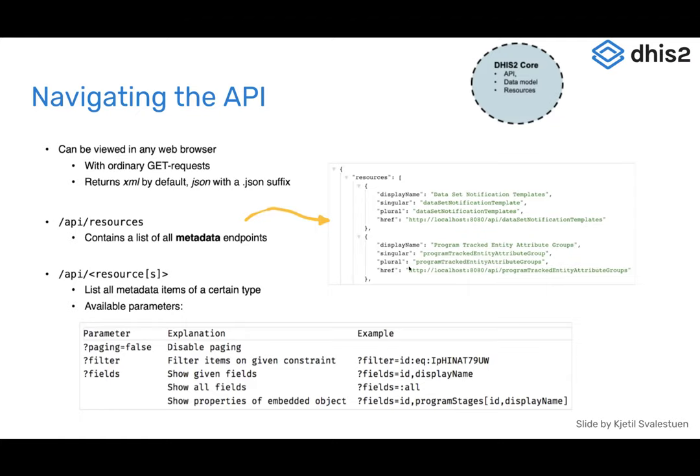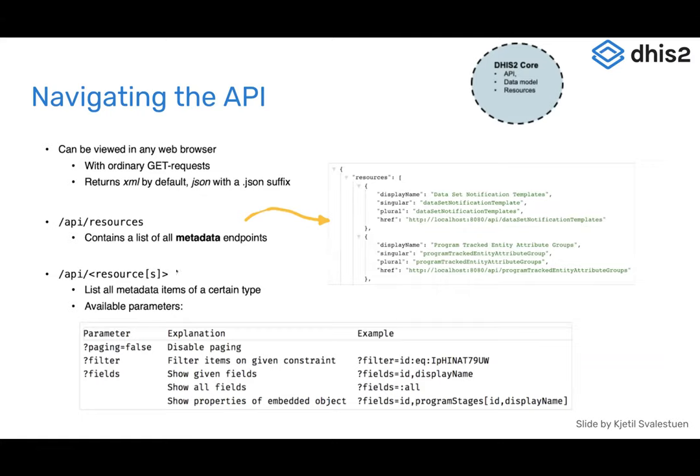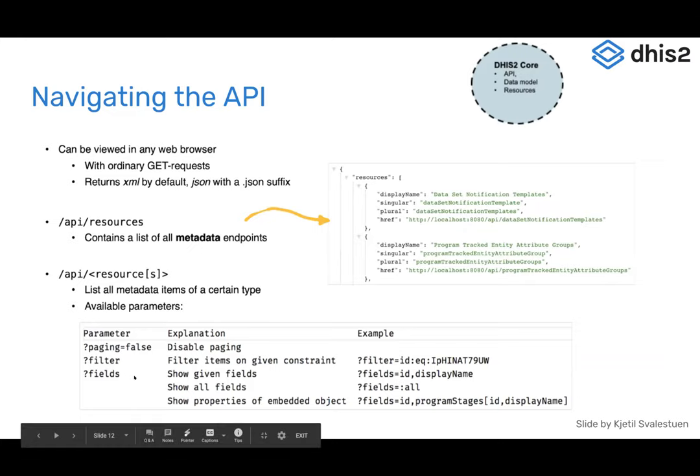And then this is the most important one. You have an href link here, which will show you where to get the list of all of the program tracked entity attribute groups in a particular instance. This is a little bit of an older slide, so I don't know that this actually is the right metadata endpoint to demonstrate, but we can show that. Looking at /API/resources, it will list out all of the ones that are available in that particular instance. You can then, as I mentioned, go to /API/ the name of that resource. And that will list all of the metadata items of a certain type. There are some parameters that are available in that. I'll get into that in a minute.